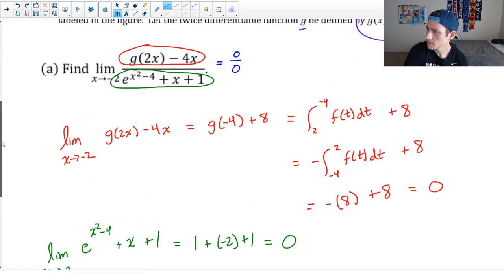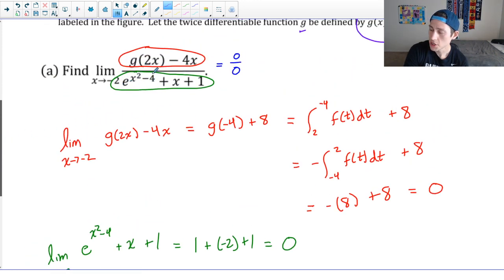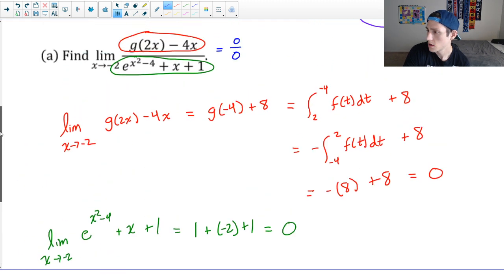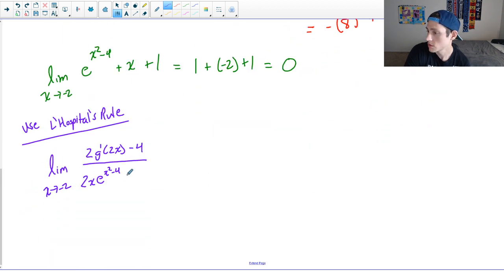And then in the denominator, I'm also going to have to use the chain rule. The derivative of e to the x is just e to the x. So I'd still just get e to the x squared minus 4. But then chain rule, so what's now the derivative of this exponent? 2x. So 2x e to the power of x squared minus 4. Derivative of x is 1. The derivative of this 1 is 0. So it's just this plus 1.